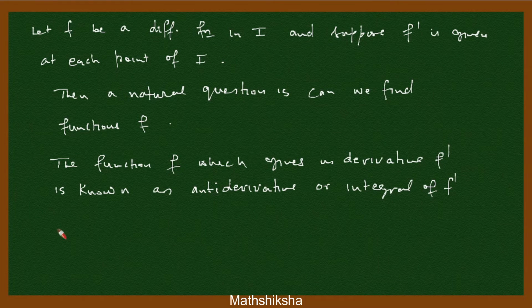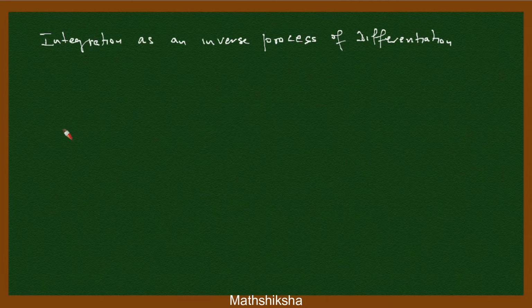Now the question is, will there be only one f which gives us derivative f dash, or will it be more than one? The formula that gives all the functions f whose derivative is f dash is known as indefinite integral, and the process of finding f is known as integration. So let us discuss these concepts in detail. So we'll discuss integration as an inverse process of differentiation.